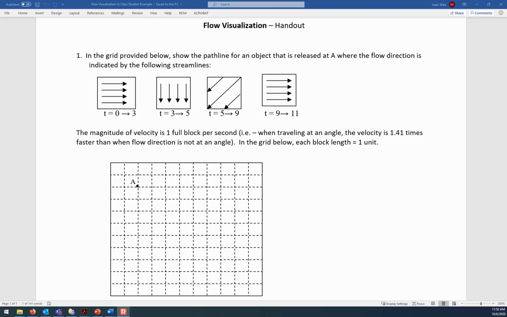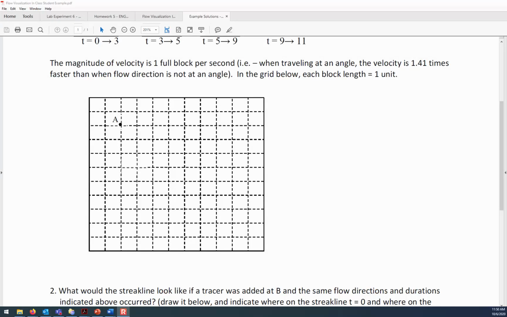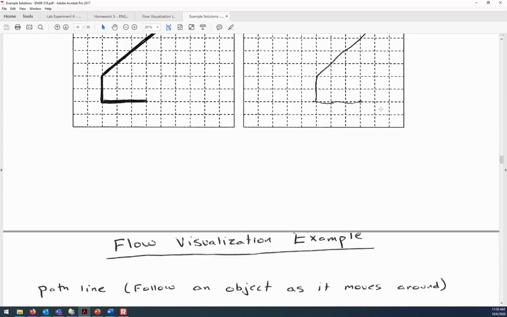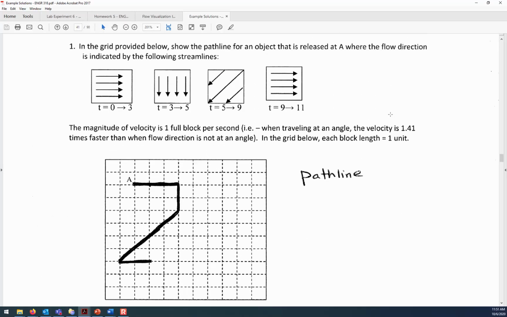All right, let me pull that solution up just to see if you were thinking in the right way. All right. So the object that's at A got pushed 1, 2, 3 units to the right. Then it got pushed 2 units down from 5 through 9, so 5, 6, 7, 8, 9, down and to the left, and then 2 units to the right, 1, 2. So it's relatively easy to draw the path lines.